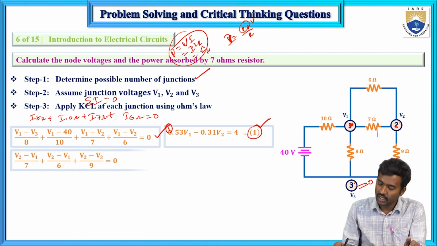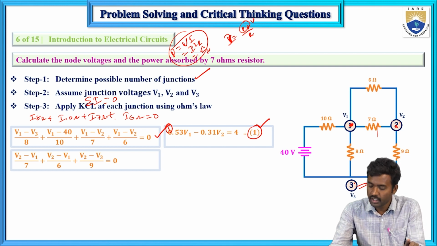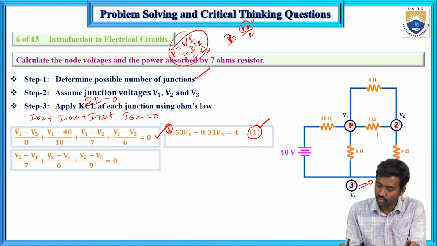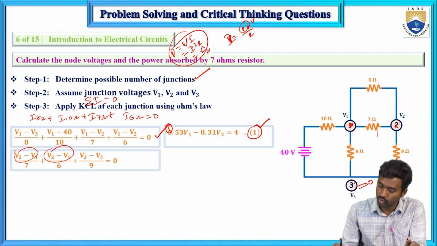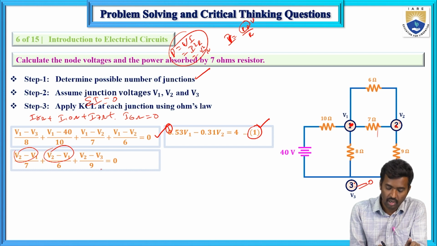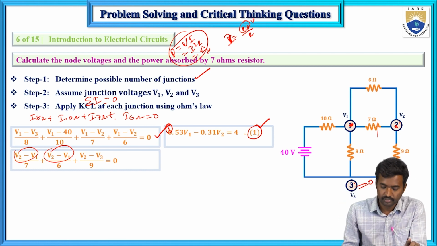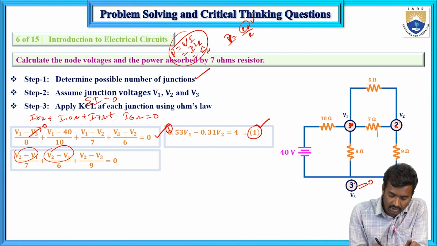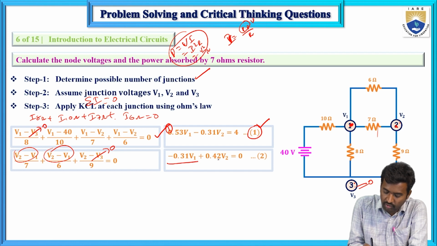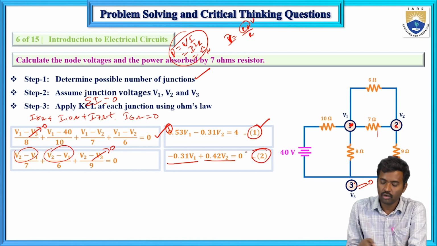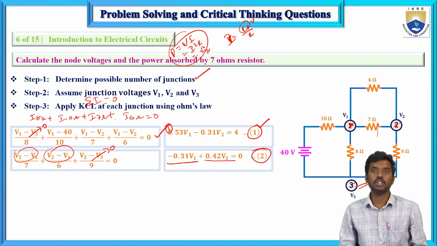In the same way, at junction 2 apply KCL. Now (V2 minus V1) by 7 and (V2 minus V1) by 6, this voltage and this voltage are the same, and (V2 minus V3) by 9. Here there is an assumption that V3 equals 0. The reference junction voltage must be 0. So here minus 0.31 V1 and 0.42 V2 is equal to 0. This is equation number 2.